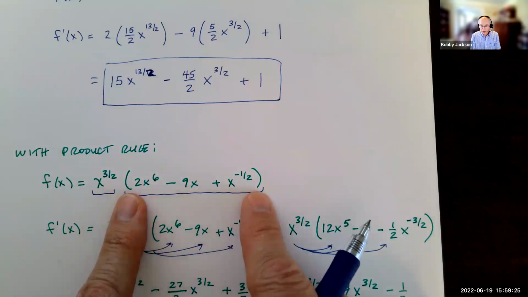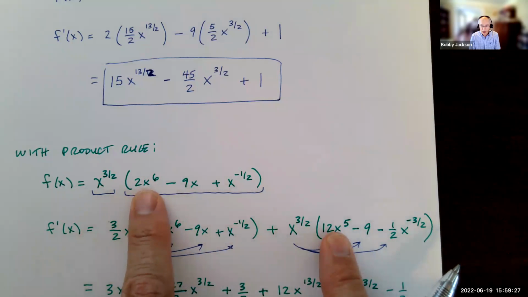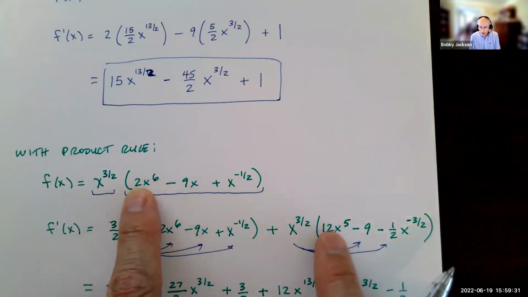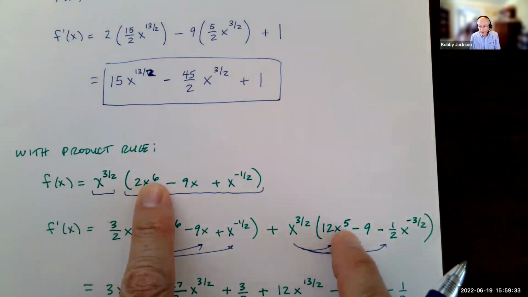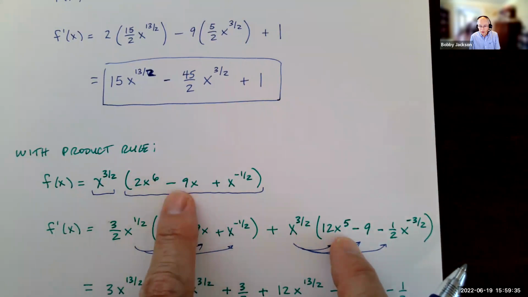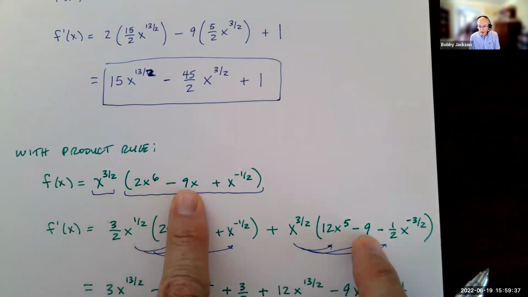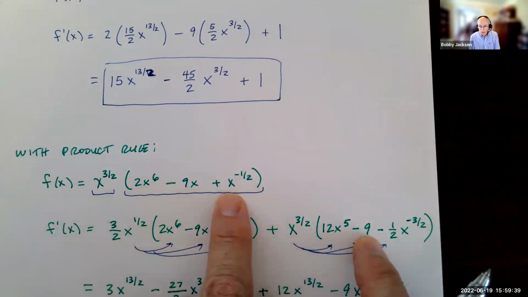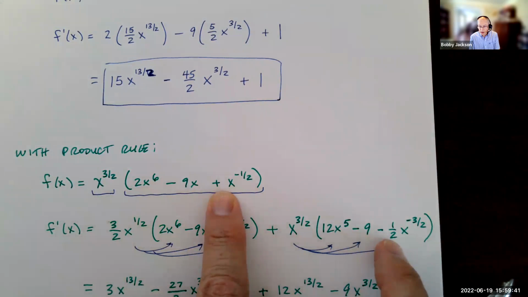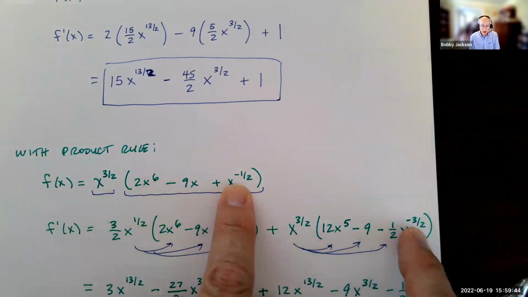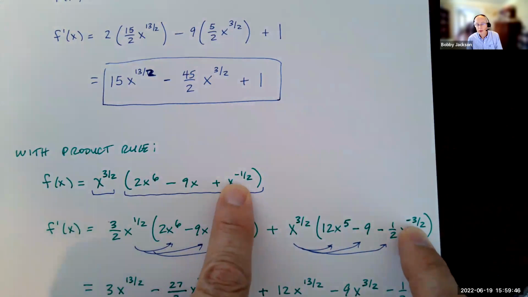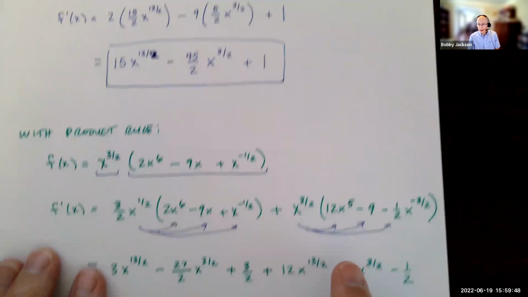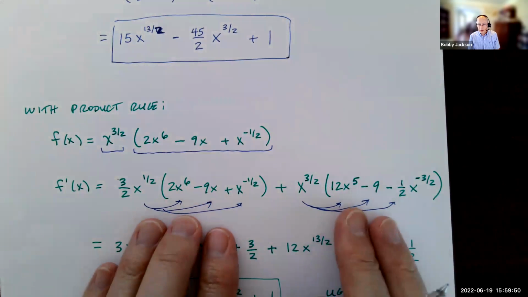And then I have to take the derivative of what's in here. So 2x to the 6th power, that's pretty easy. Bring the 6 down. 2 times 6 is 12. And then subtract 1 from 6, x to the 5th, 12x to the 5th. Derivative of -9x is just -9. And then here, power rule again, bring the -1/2 down, -1/2 x, subtract 1 from -1/2 gives me -3/2. Okay, and there I've taken the derivative, but now we've got to simplify.